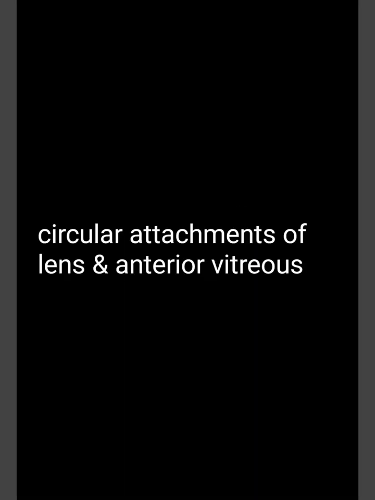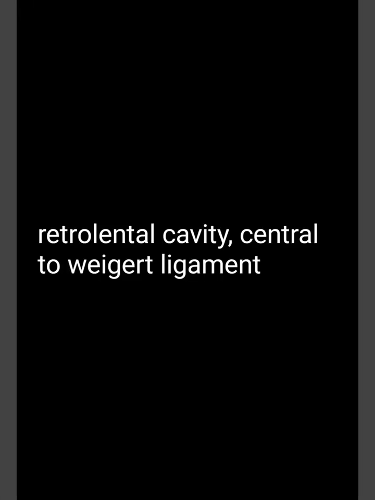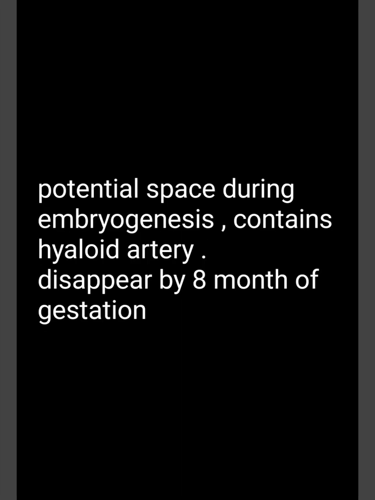What's Weigert ligament? Circular attachments of lens and anterior vitreous. What's Berger space? Retrolental cavity, central to Weigert ligament. What's Cloquet canal? A potential space during embryogenesis, contains hyaloid artery. Disappears by 8 months of gestation.